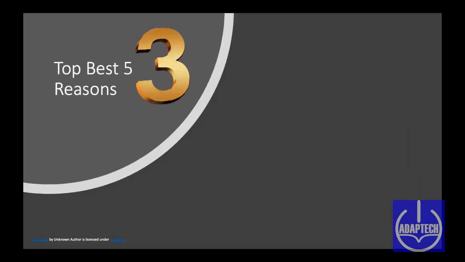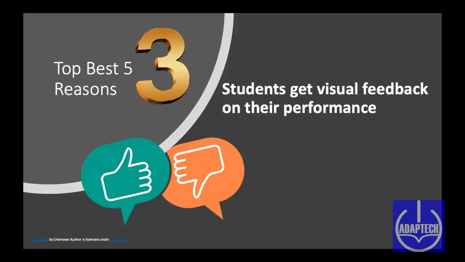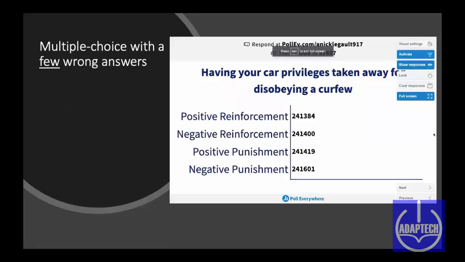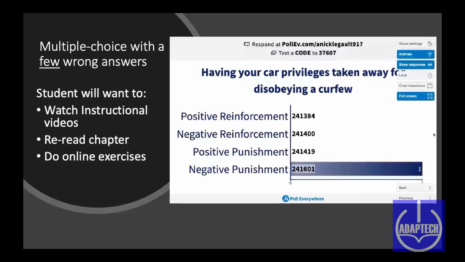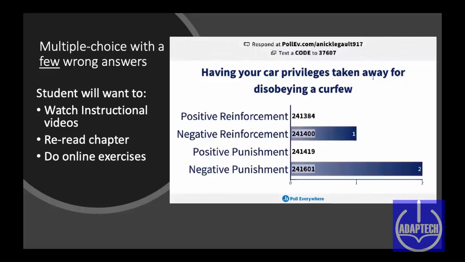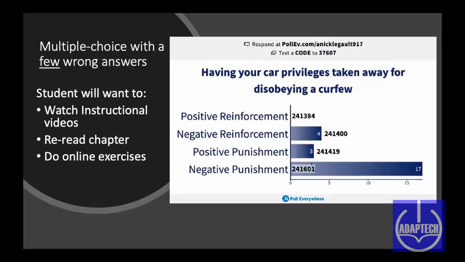Number 3, for my students to get immediate visual feedback on their own performance. If only some students are not getting the right answers, they may want to watch an extra instructional video made available to them, reread the appropriate chapter, and complete some additional online exercises. In this case over here, there are far more students with the right answer, so at this point, it is less a problem with the clarity of the explanation, but about needing extra time to process and integrate the newly learned skills.